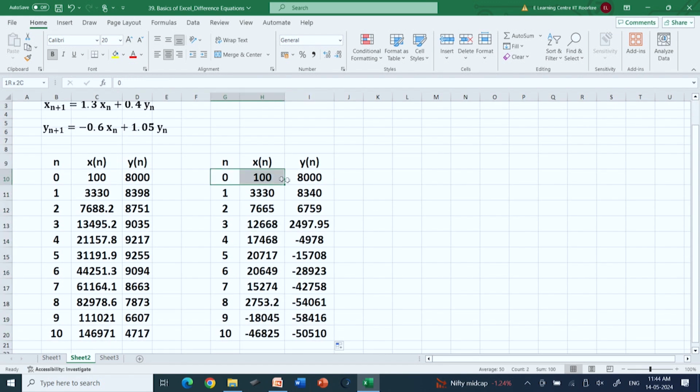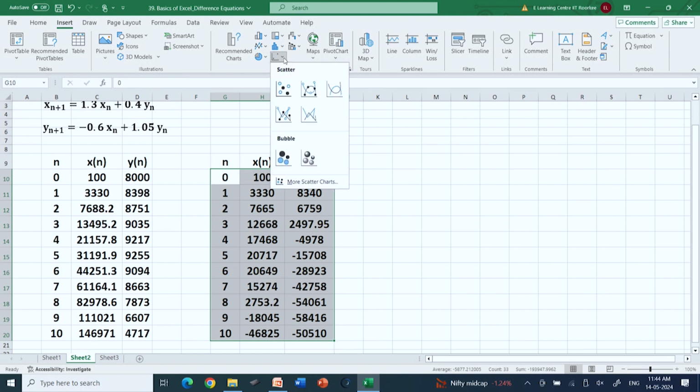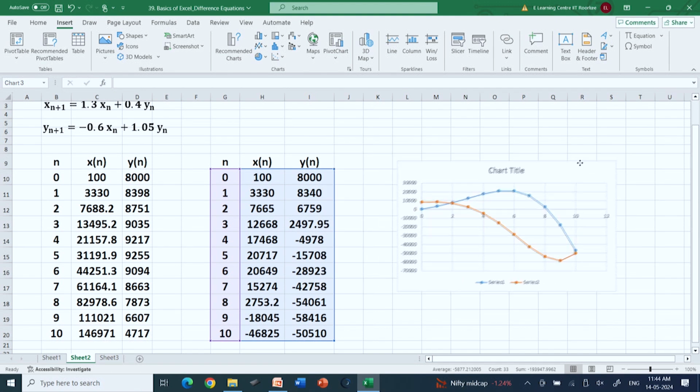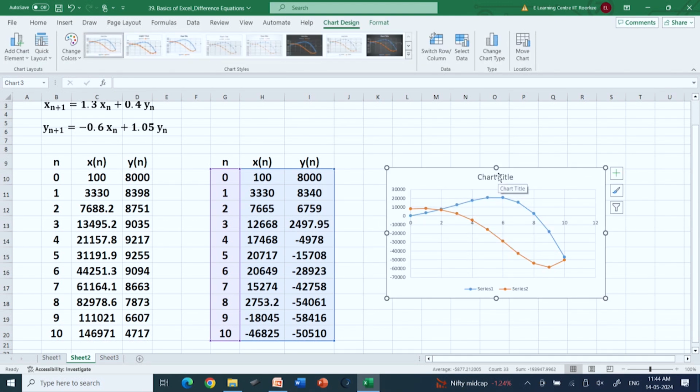Okay. Now, if I want to plot them, I highlight these values, go to insert and plot this. If I want to change this title, I just type dynamics of something. So, you replace something by whatever problem you are dealing with.